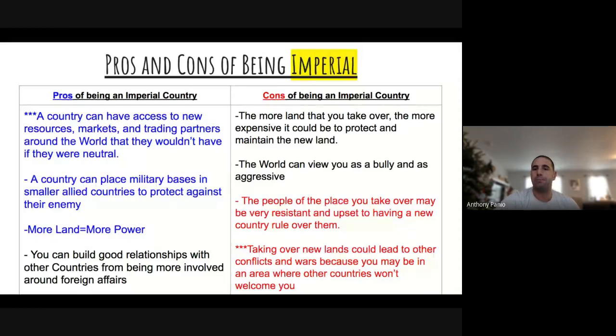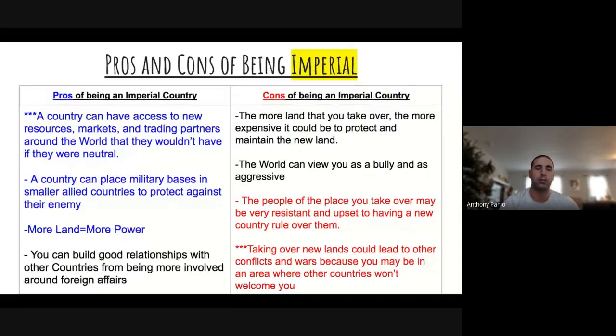All right, but definitely the biggest one, and I'm saying it last, taking over new lands could lead to other conflicts and wars because you may be in an area where other countries won't welcome you. And this is kind of the downfall of imperialism at times.